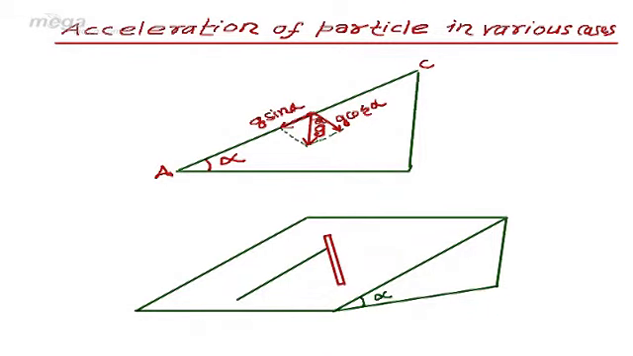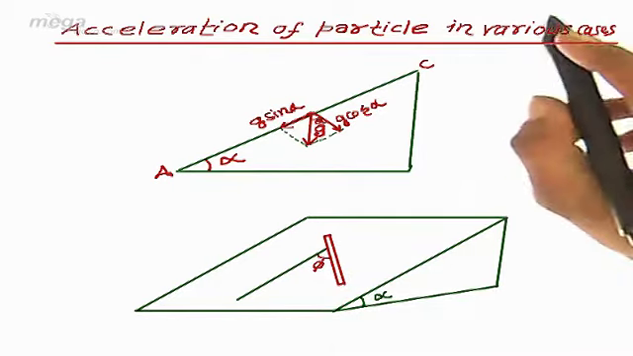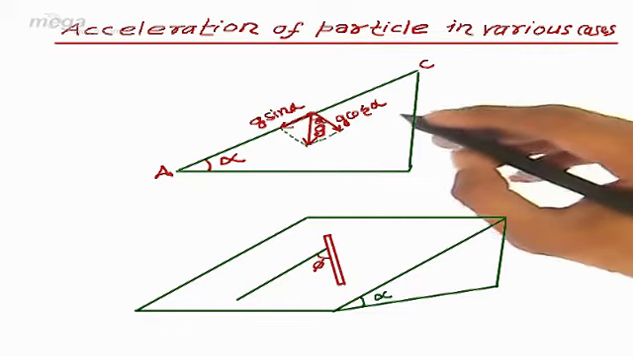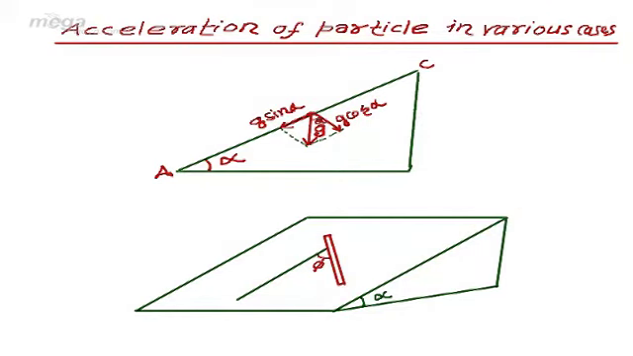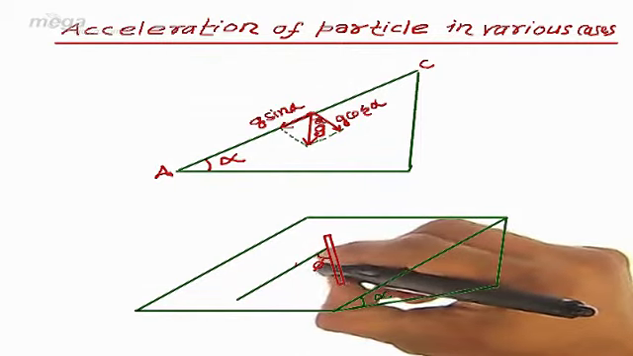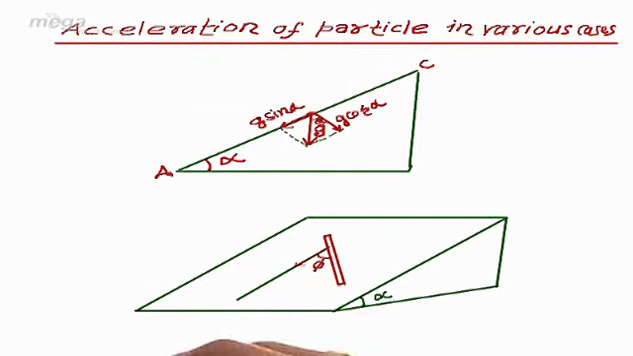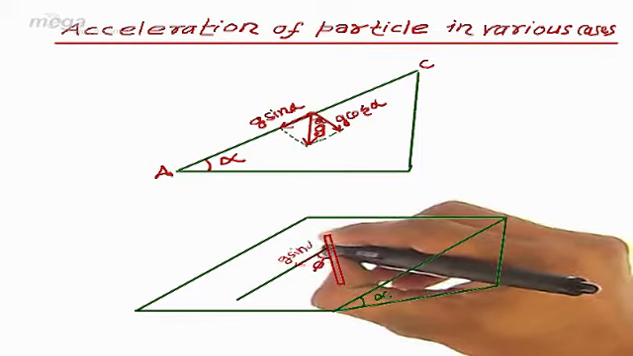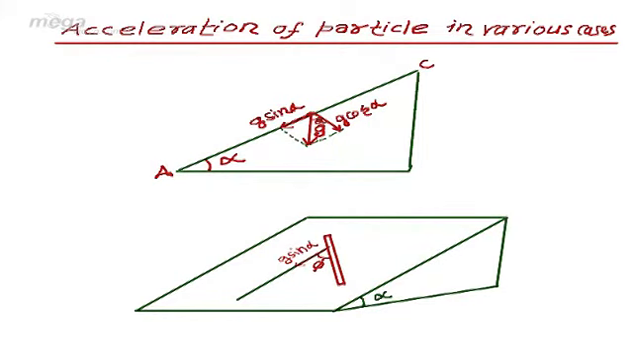we may see here that in the previous situation the acceleration of the particle along the line of greatest slope is g sin alpha. So we can say here also the acceleration of the particle is g sin alpha along this line of greatest slope, but here the groove makes angle phi with this line of greatest slope.